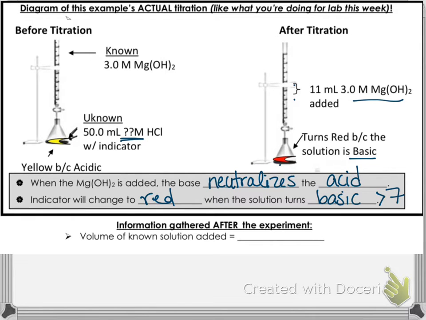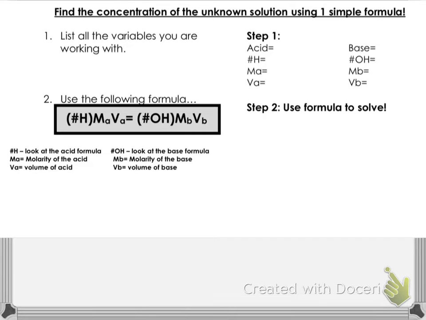All right, so once you complete the experiment, the real piece that you're gathering is how much known solution you've added. Well, I've told you the difference between where we started and where we ended was 11 milliliters. So this is how much of the magnesium hydroxide was added to that acid in order to neutralize it. So this is the formula you want to use to solve any problem.